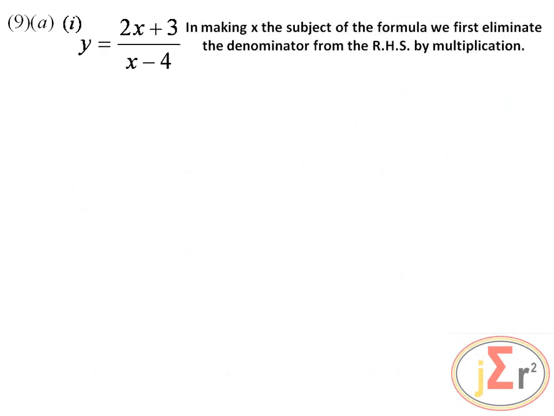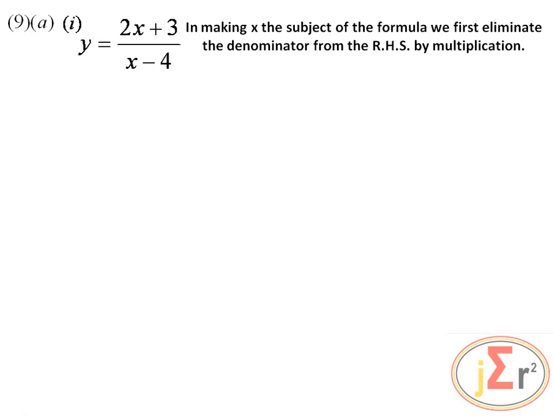In making x the subject of the formula, because we are expected to make x the subject of the formula in this particular case, transpose this equation and make x the subject of the formula. We find first we eliminate the denominator from the right hand side by multiplication. Well, flattening an equation when we are transposing is always a very good first step to make. Sometimes it might not be the very best, but it is always a very good one to make.